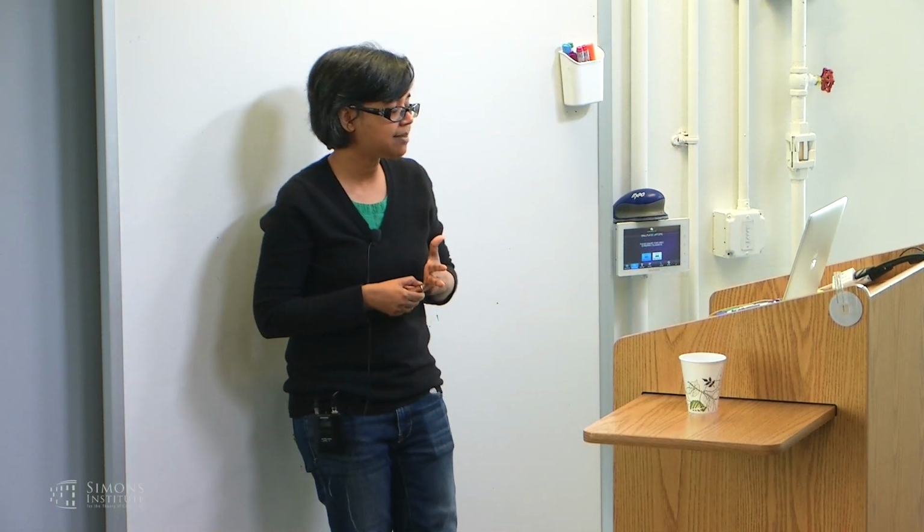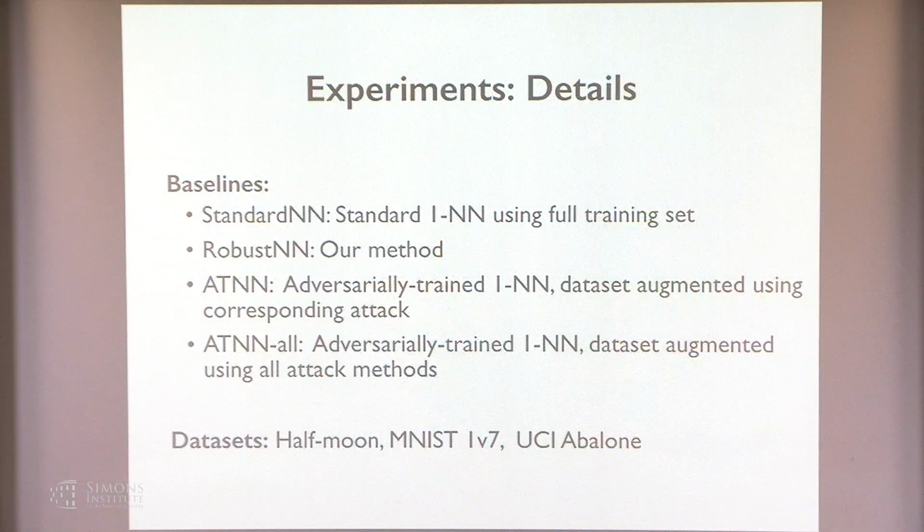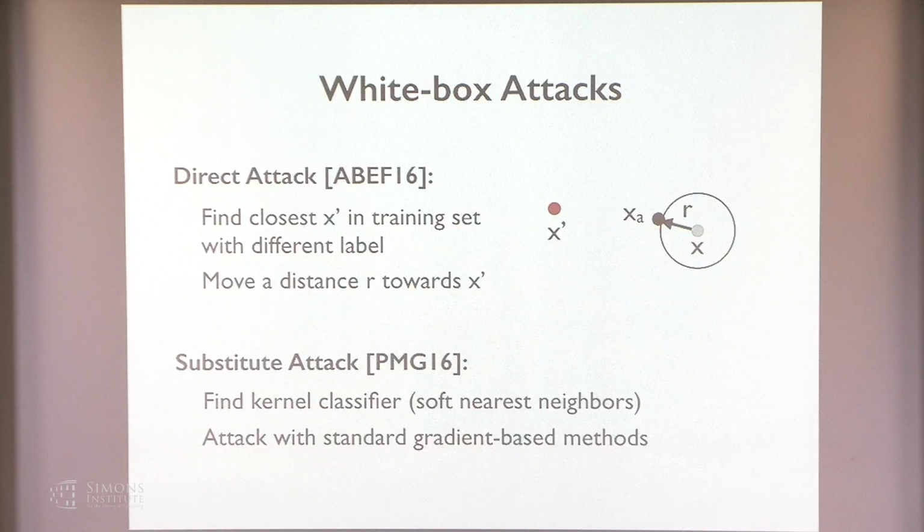So we looked at some experiments. We looked at standard 1 nearest neighbors. Robust NN is our method, and we looked at 2 standard adversarially trained nearest neighbors. So at that point there were no other defenses. So we looked at adversarially trained nearest neighbors, and we looked at a few different data sets.